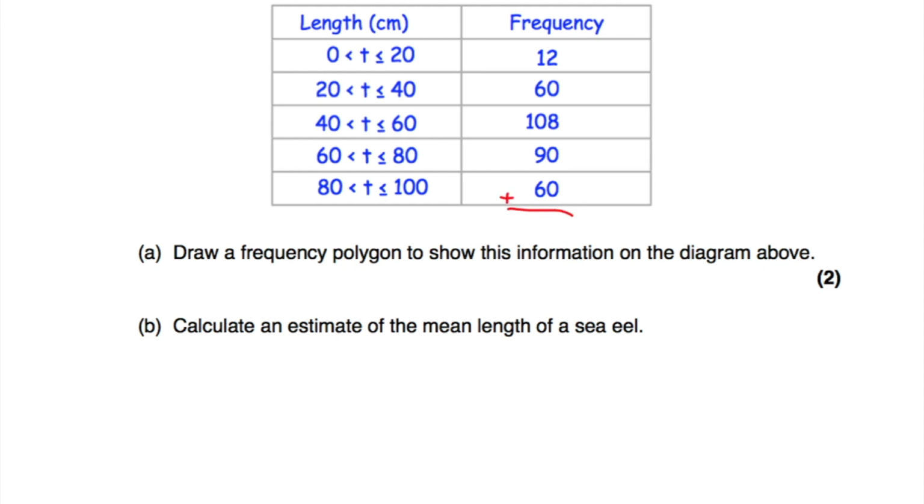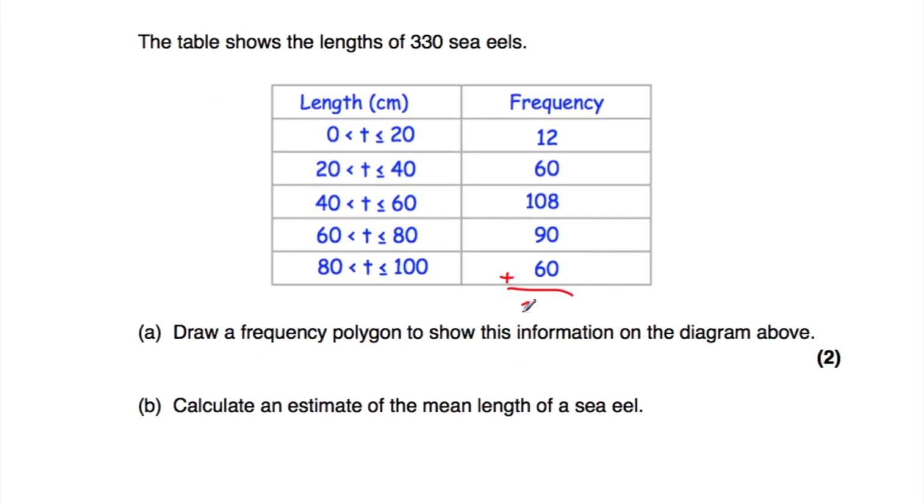Now what's great is in this question, we're told the total frequency is 330. So that's great, we don't need to add up the frequencies. Now we need to find the total length of the eels. So if you line them all up, what would they be? Now the question is an estimate because we don't actually know the length of these 12 eels. We just know that these 12 eels have got a length between 0 and 20 centimeters.